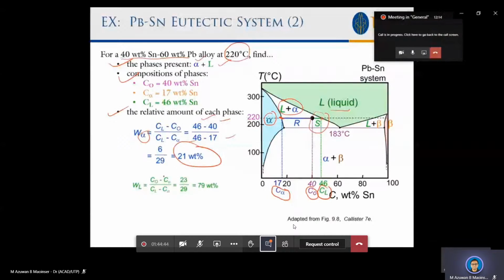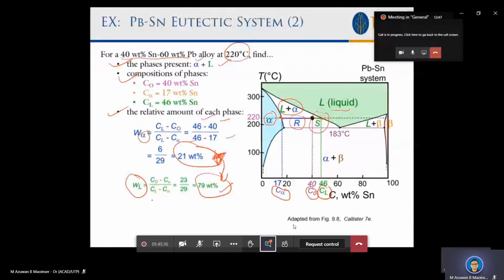Okay, alternatively, if you want to find the amount of liquid, where is liquid? Liquid is on the right side. So don't take the length of the tie line here, but go to the opposite side. Take R. R is what? R is actually 40 minus 17, divided by the total length, I got 79%. If you check your answer, you add these two, you should get 100. Betul lah, 21 and 79.